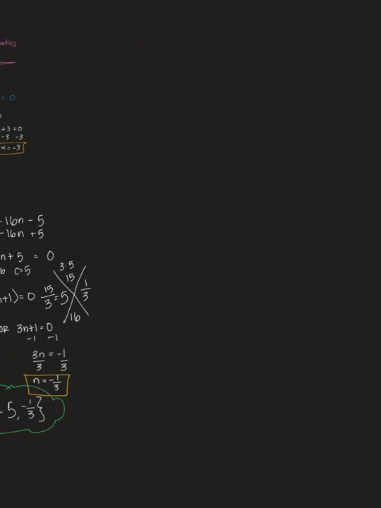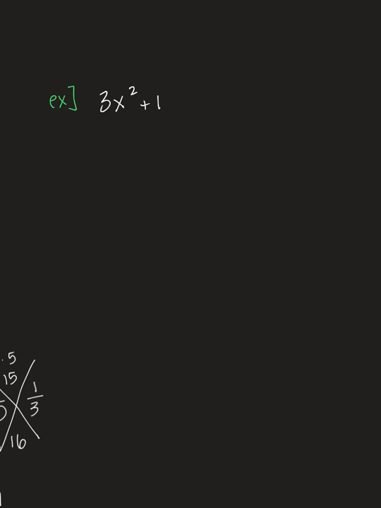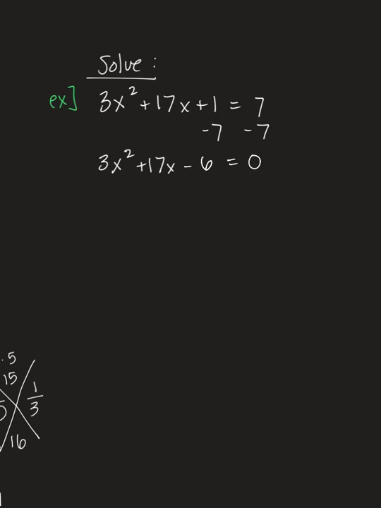Okay, moving on to our next example, and this will be our last one. So, say we were given a quadratic, 3x squared plus 17x plus 1 is equal to 7. Again, we want to solve. Again, our quadratic has to be set equal to 0 first, so we're going to subtract the 7 from both sides, giving us 3x squared plus 17x minus 6 is equal to 0.